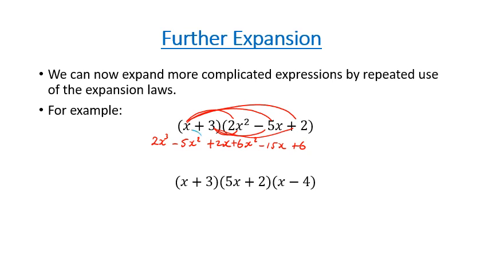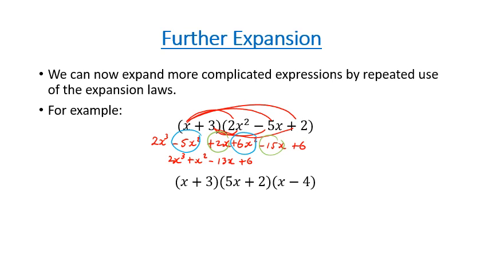Now I can collect some like terms here. I've got a negative 5x squared and a positive 6x squared there. I've also got a 2x and a negative 15x. So when I collect the like terms, I end up with 2x to the power of 3 plus x squared, take 13x plus 6.